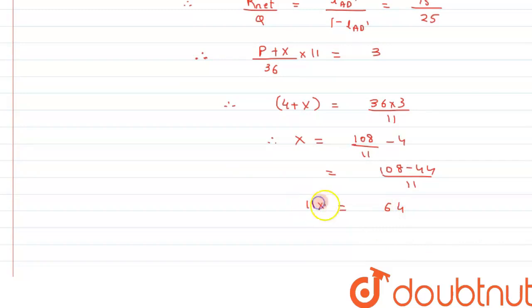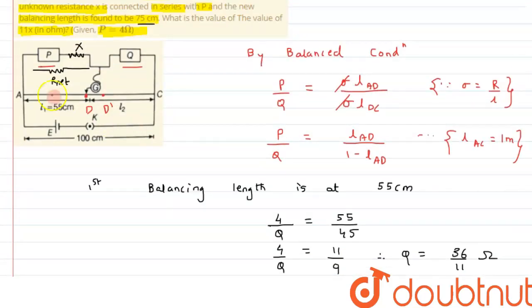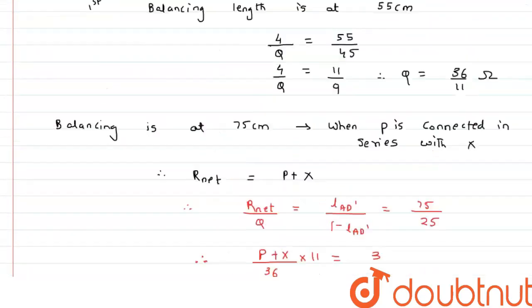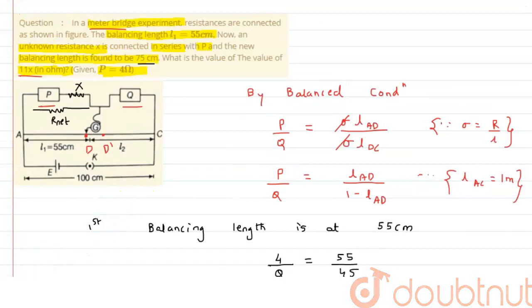So this is the value of 11x we are getting, and it is in ohm. So this is what we have been asked to calculate. If we carefully look at the option, the value of 11x comes out to be 64 ohm. So I hope you have understood the concept, and thank you for watching.